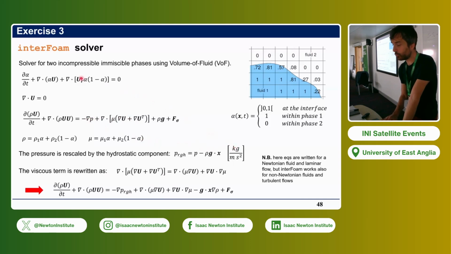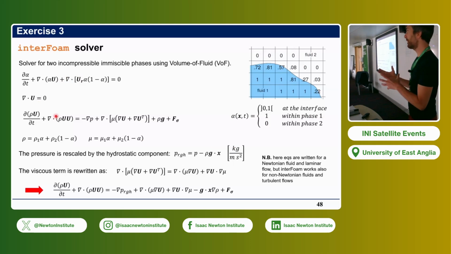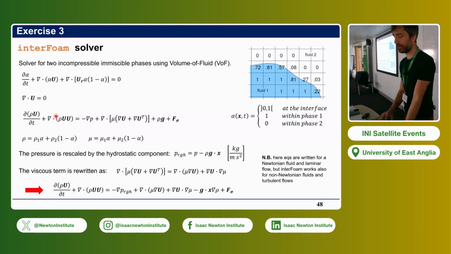And so these are the equations solved by interFoam. If you open the solver, you will see these equations, but they're a bit more difficult to actually notice, because it's a pressure correction, pressure-velocity coupling. So it doesn't solve the continuity equation directly, but it turns it into a Poisson equation for pressure.